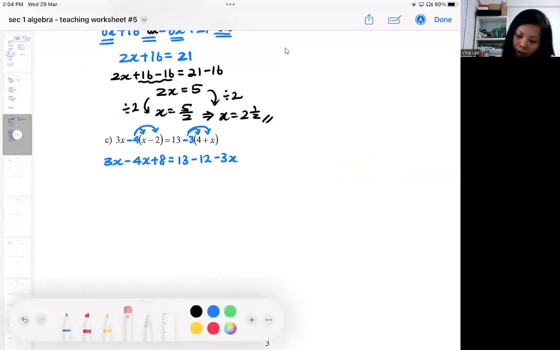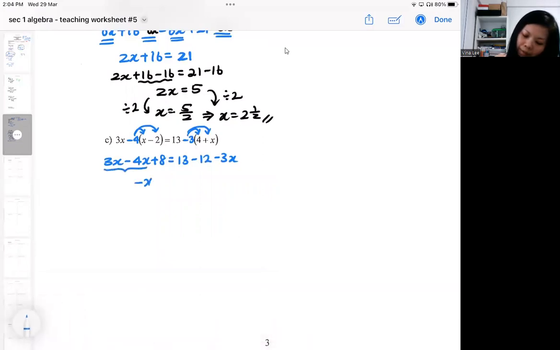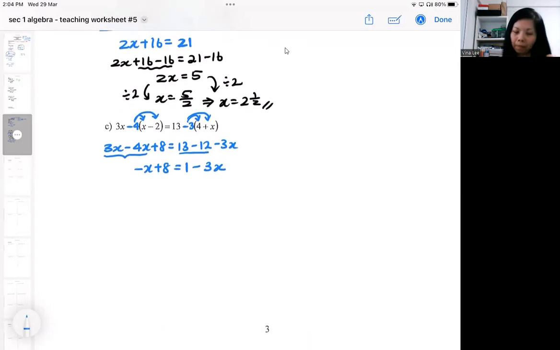Okay, so now you've expanded already, no more bracket. What I usually do is I like to organize the left side. So let me simplify the left side. Let me simplify the right side. And I've got x on the left and I've got x on the right, so I like to isolate them. Okay, so how am I going to isolate? I'm going to do a plus 3x on both sides. Then these will disappear.